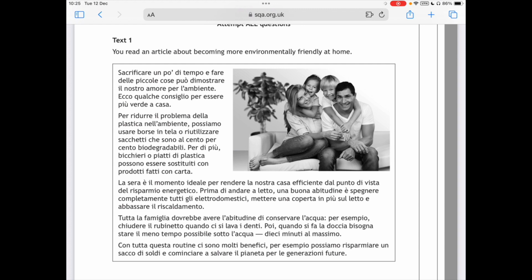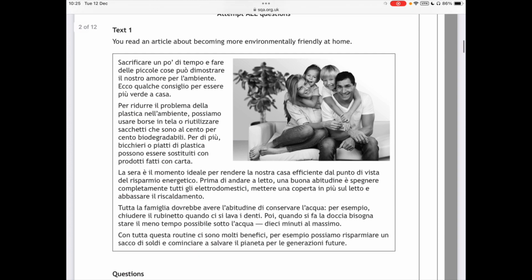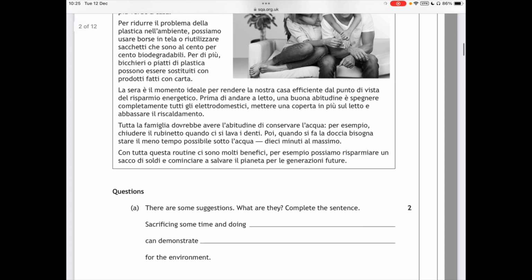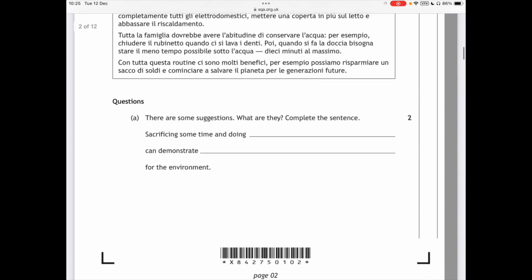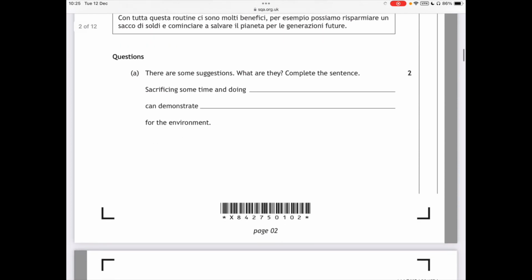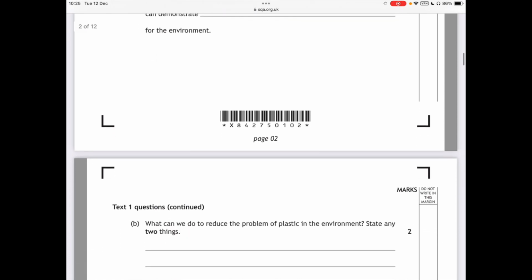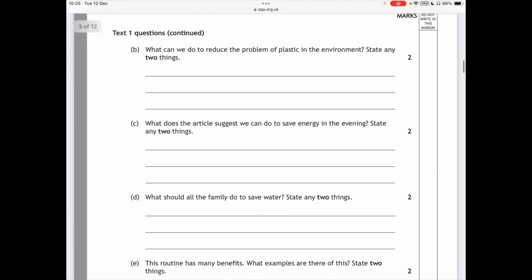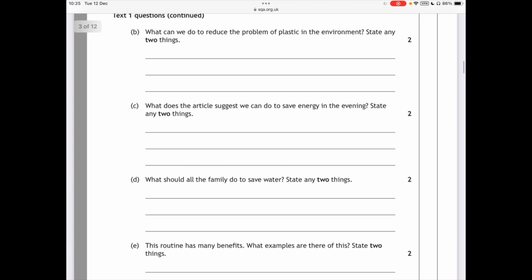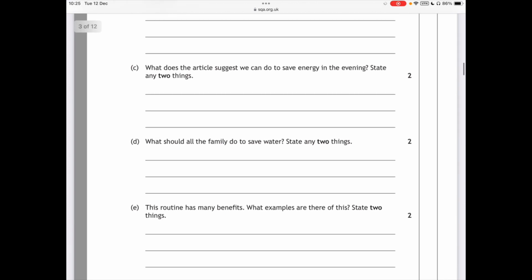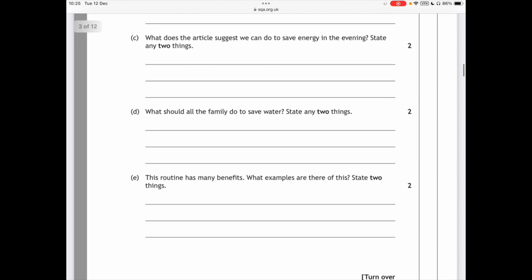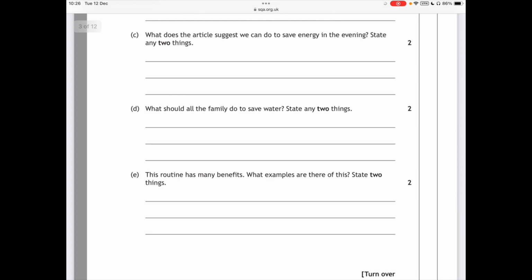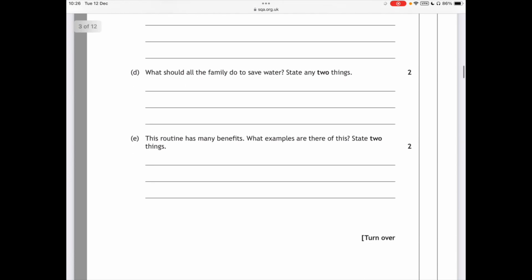We can then follow this by reading all of the questions given to us, as this will help us learn about what the text is going to be about. So, we know it's about the environment. We can see that we are going to be looking at the problem of plastic and how we can reduce this. The text will also look at how we save energy, what families do to save water, and how routines have benefits.